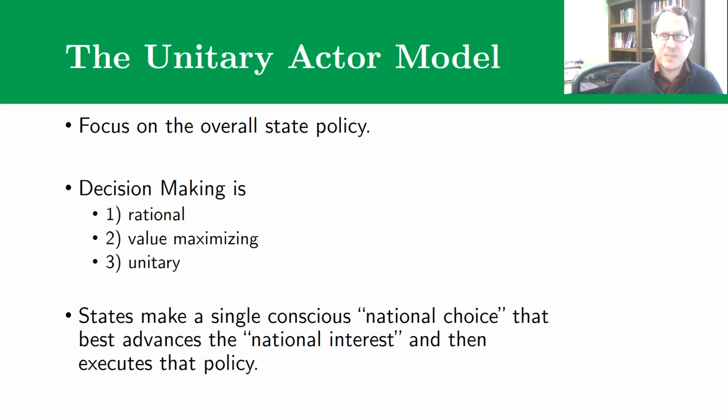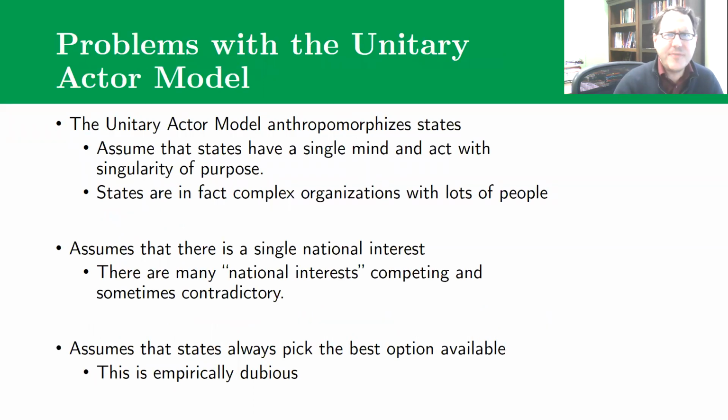So once a policy has been chosen, the entire state is going to act in a coherent way to carry that policy out, so that we can talk about state behavior as a single conscious national choice, right? That states are trying to advance their national interest and that they're carrying out policy in a way that will do what they intend to do. And this is really a problematic model. It's widely used, it's simple, and social scientists do like models that are simple and help us understand the world. But this runs into some real problems that Allison highlights and tries to get around with his other two models.